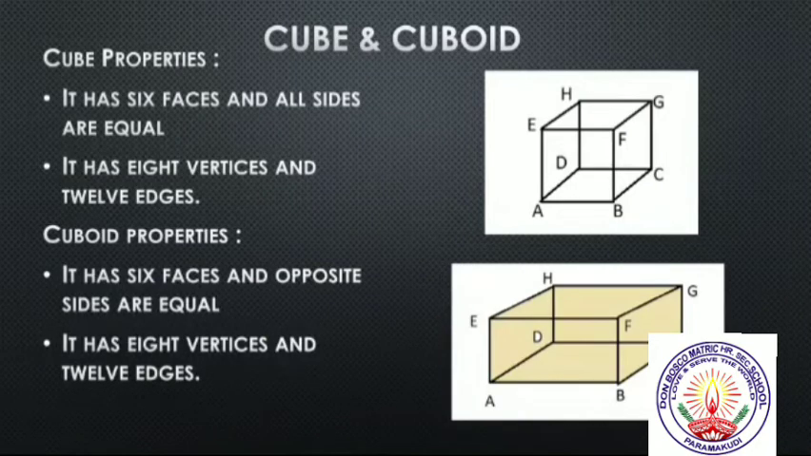Cube and cuboid. Cube properties. Cube is also a 3D shape. It has 6 faces and all sides are equal. It has 8 vertices and 12 edges. 8 vertices means A is 1 vertex. Vertex means corner. A is 1 corner, B is 1 corner, C is 1 corner, like that. G, F, D, E, H all are.